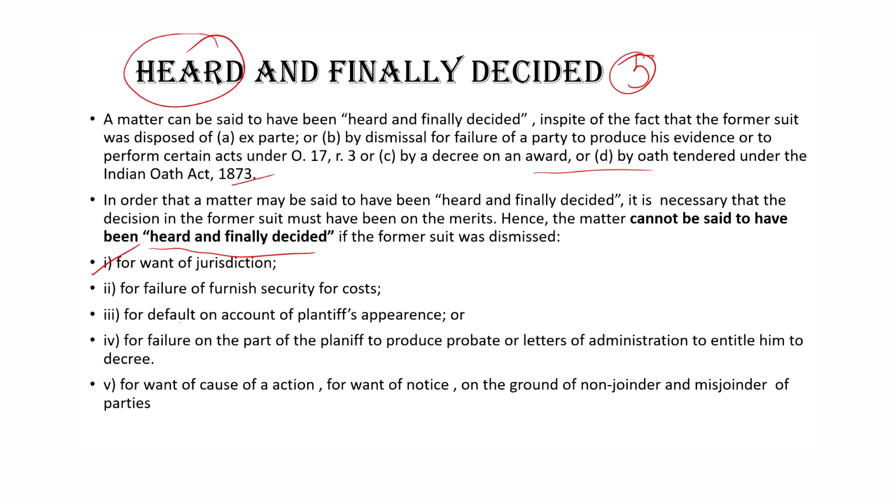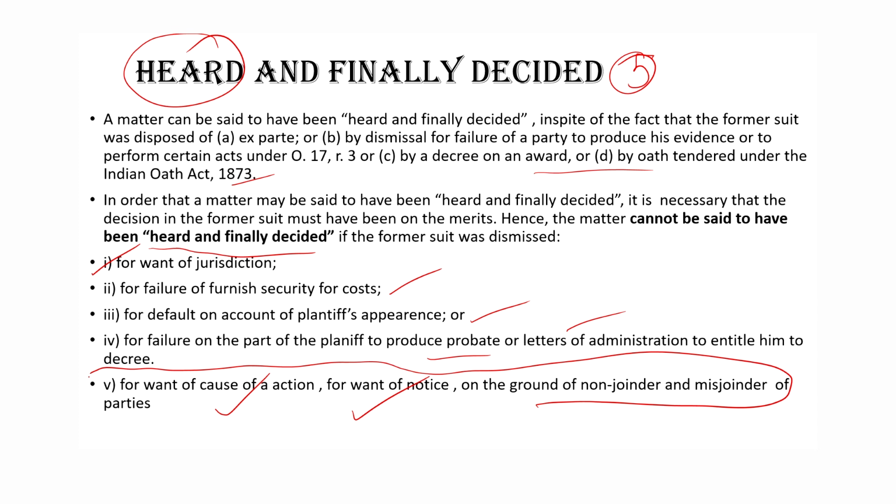The second one is failure to furnish security for costs, default on account of plaintiff's non-appearance, failure on the part of the plaintiff to produce probate, which relates to a will, or want of cause of action. If there is no cause of action and you are arguing without it, or you get an ex parte decree, or want of notice. Notice must be given; this is also a principle of natural justice, audi alteram partem, opportunity of hearing. Want of notice, and dismissal on the ground of non-joinder or misjoinder of parties.